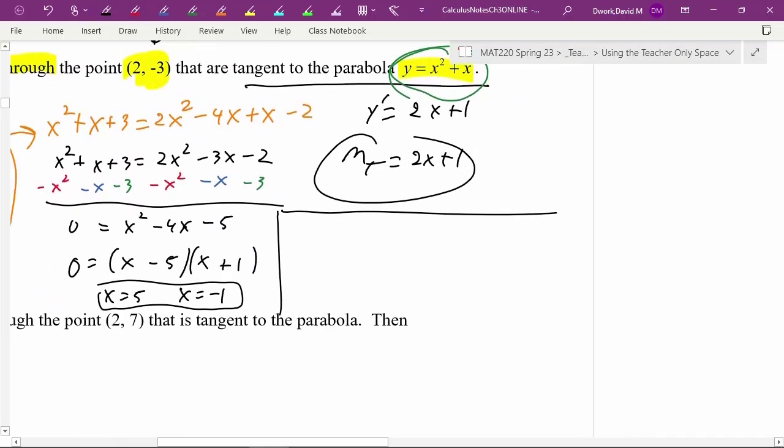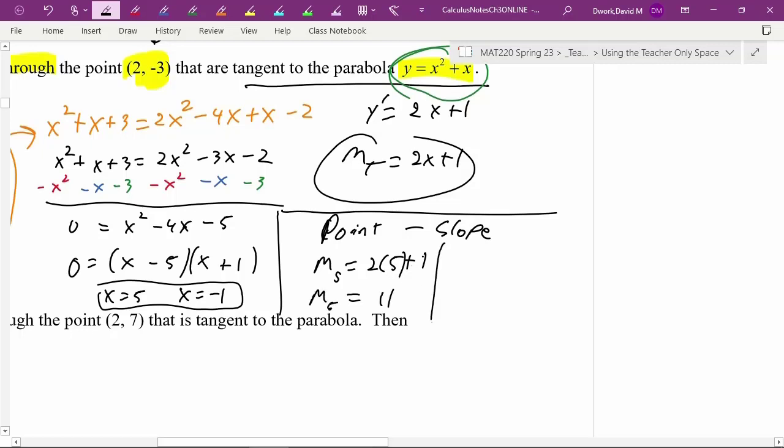So what do I need to write the equation of any line? I need a point and a slope. What I just found is the x values of the tangent lines, right? So therefore, I want to find what is the slope at 5. So I'm going to go ahead and take my slope of my tangent line, plug in 5. So that's going to give me 2 times 5 plus 1. So therefore, the slope at 5 would be what? 2 times 5 is 10. 10 plus 1 is 11. So my slope at 5 is 11.